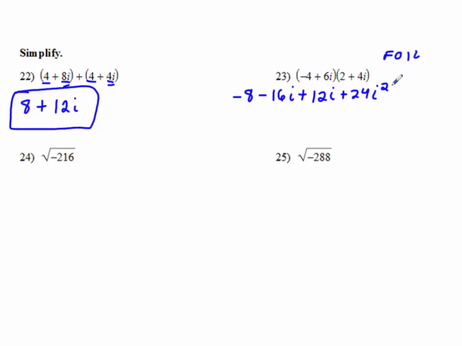So we take the i squared and we change it to a negative 1, which means I really have 24 times negative 1, which is a negative 24. And so when I add my like terms, I do negative 8 plus a negative 24, which is negative 32. Negative 16i plus 12i is negative 4i. And just so you know, we write the i second. That's standard form. So you wouldn't rearrange that and put the i's first. They go second.